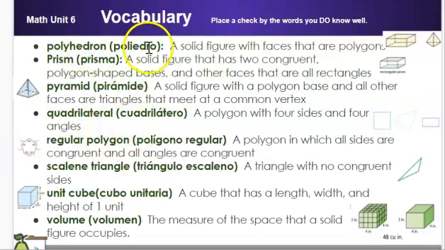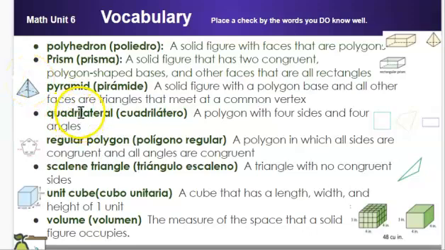Remember, we have our polyhedrons, the solid figures where all the faces are polygons. These are the different polygons. We're going to be studying the triangles and the rectangles and the squares. If you attach them so they create a solid figure, that's a polyhedron. A prism is a solid figure that has two congruent or equal polygon-shaped bases, and the other faces are all rectangular. So there's a rectangular prism. A pyramid is another solid figure. The base is a square, and on all four sides of the square, a triangle comes up and meets at the vertex.